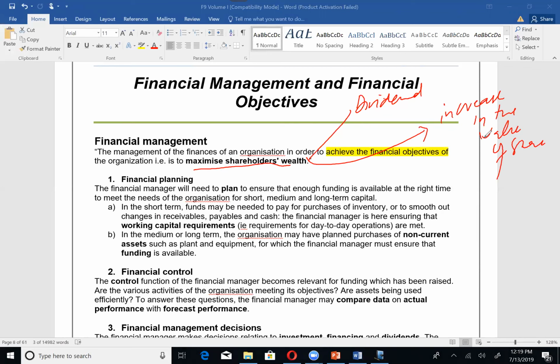Next. So students, financial management contains three things. Financial planning: how to ensure funds are available in the short term, medium term, and long term. Short term means daily operations, working capital management, cash. For the long term or medium term, it is the arrangement of funds for long term investment in property, plant, building. For that purpose, planning is required.